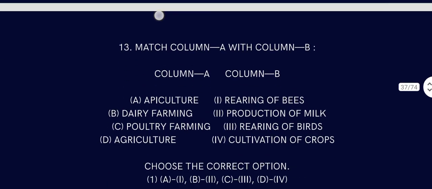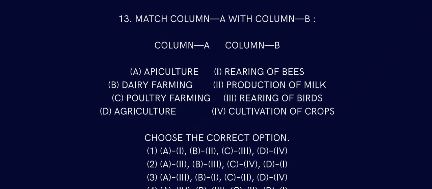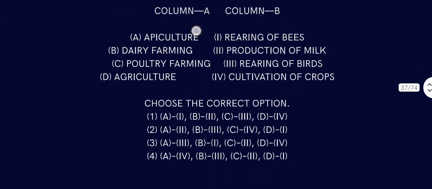Question number 13. Match column A with the following column B. Apiculture is, of course, rearing of bees. Dairy farming is the production of milk. Poultry farming is rearing of birds, chicken, etc. Agriculture is cultivation of crops. So they are all the same. So the answer is A1, B2, C3 and D4. So that is the easy one.